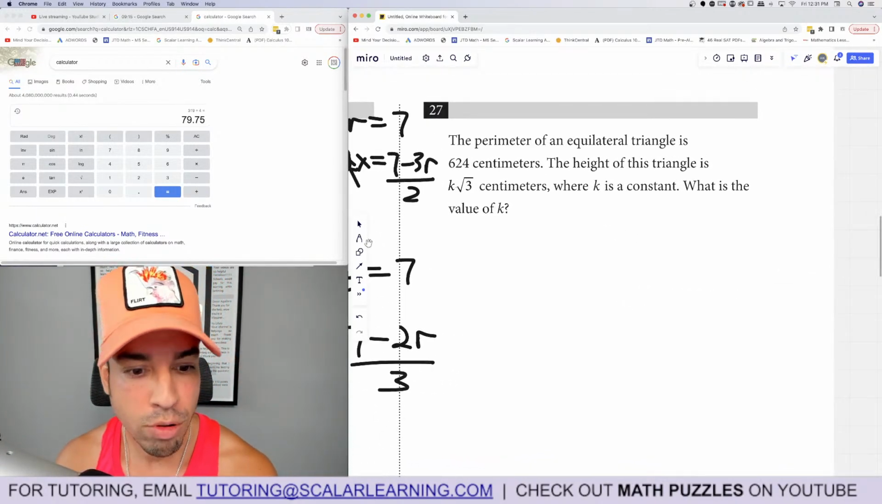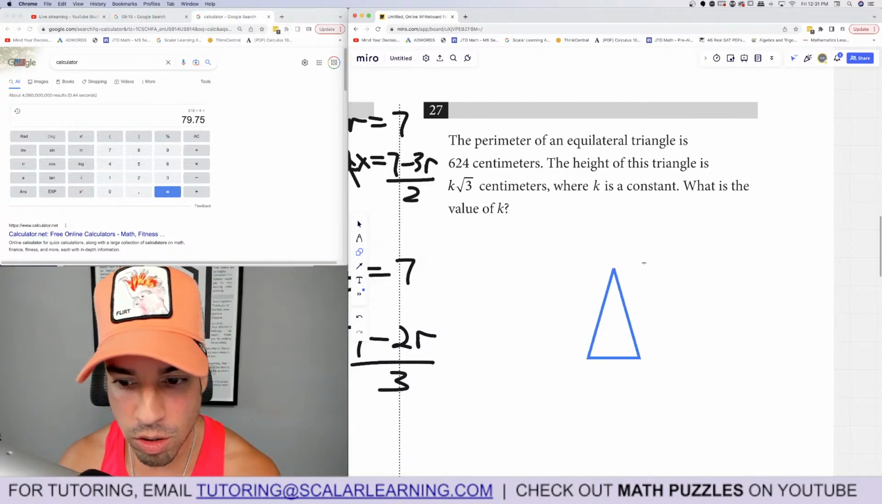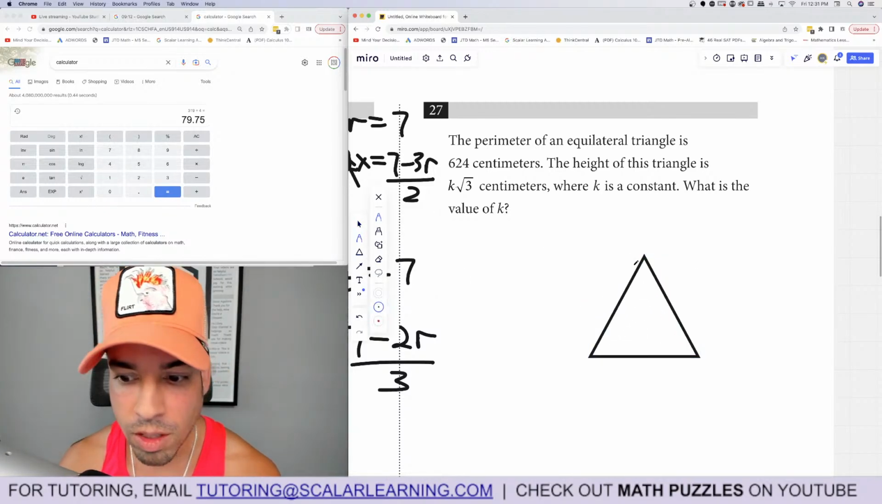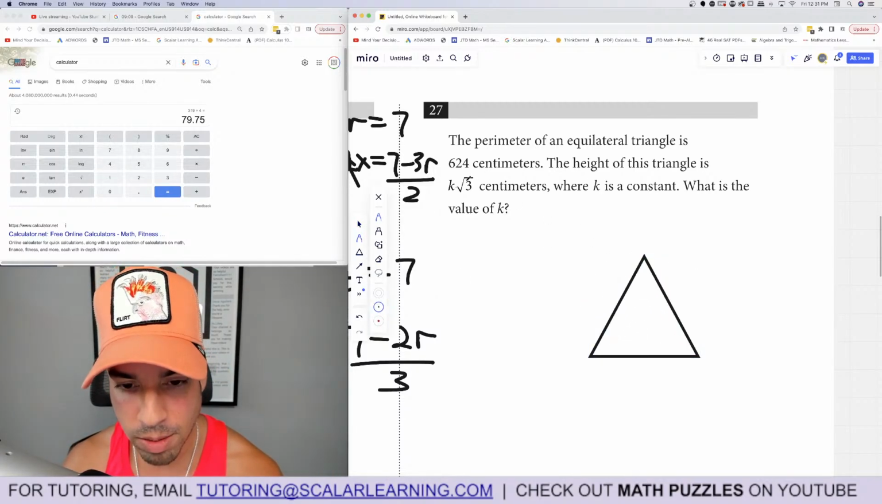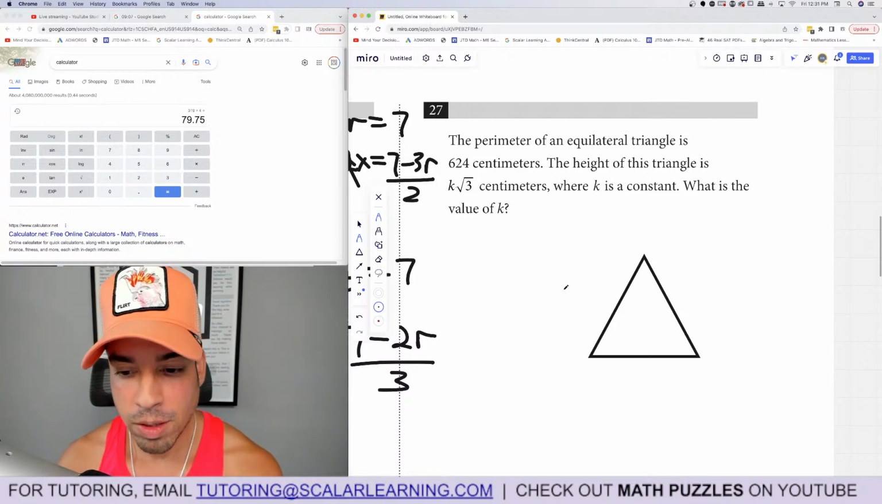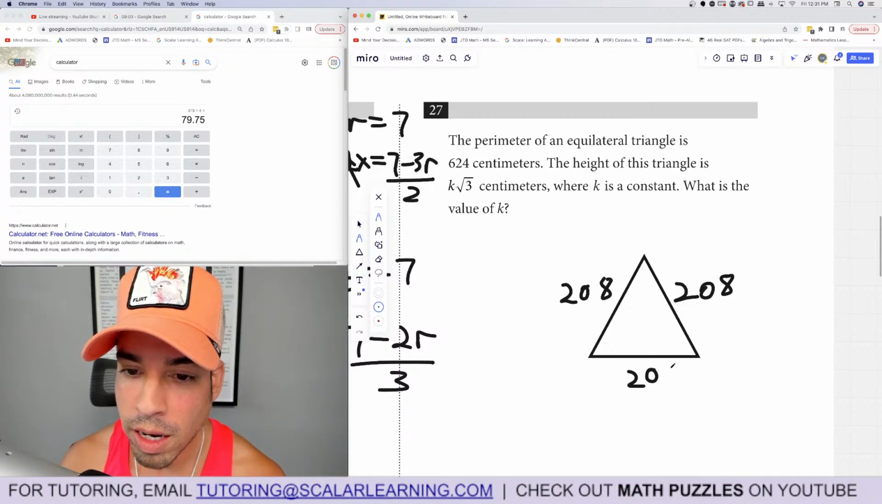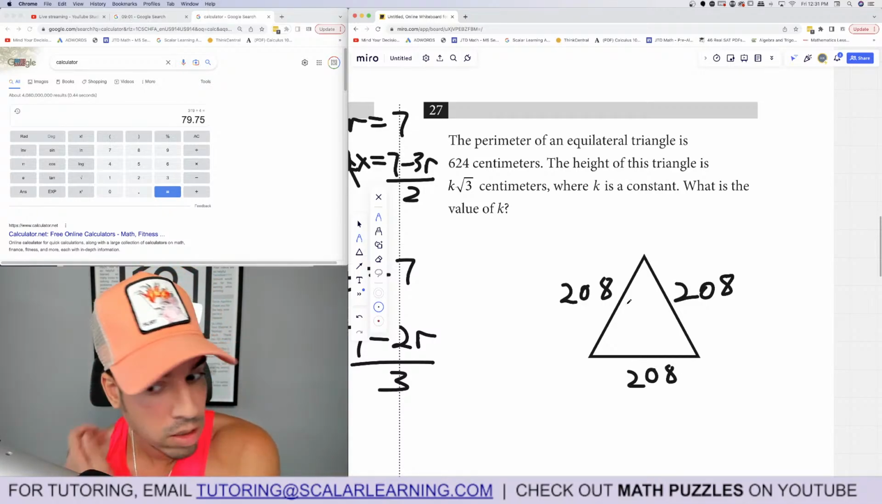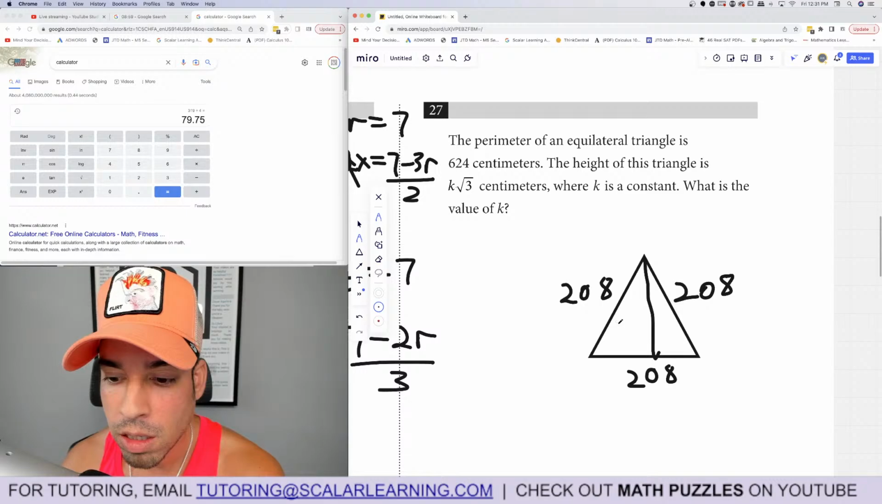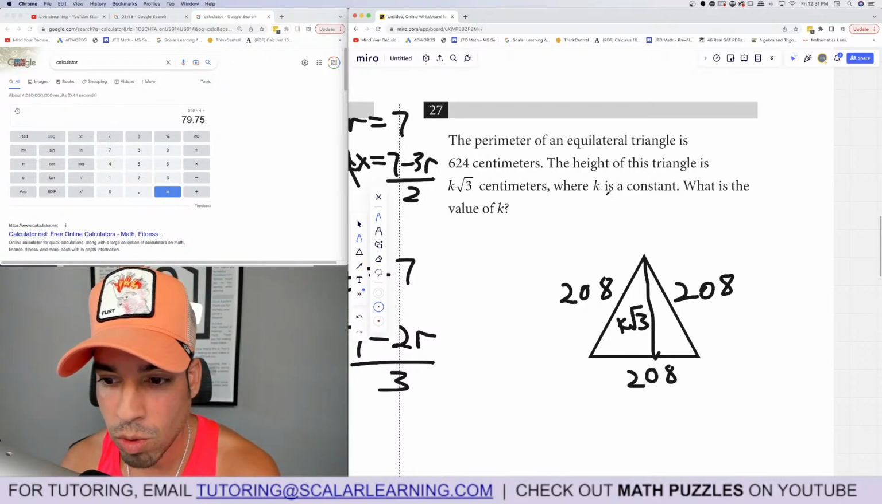27, last one. Perimeter of an equilateral triangle. So let's draw it out. It's 624. That means each side is the same. So each side would be 208, 208, 208. And the height of this triangle is k times the square root of 3, k root 3, where k, what is 5k?